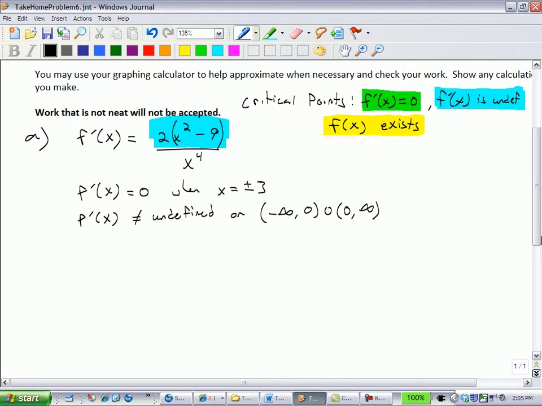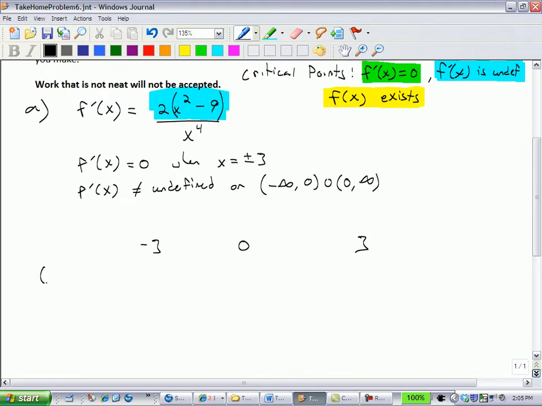So now we're going to set up the intervals. Okay, so we really have how many separators for these intervals? 3. Good. So you got -3. You have 3, and you also have 0. So our intervals, so we've really got negative infinity to -3, -3 to 0, 0 to 3, and 3 to infinity. So those are the intervals we care about.